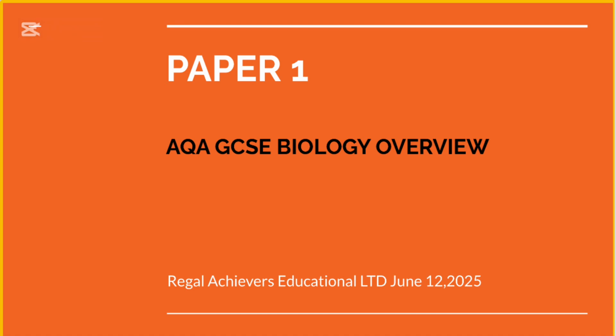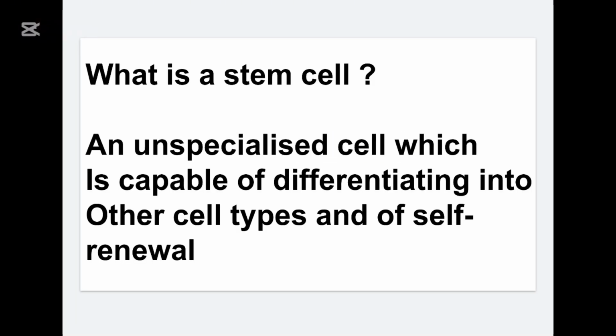Today, we'll be continuing from where we stopped in our previous class. We are still on cell division, but this time around, we'll be talking about stem cells. What are stem cells? Stem cells are unspecialized cells which are capable of differentiating into other types of cells and of self-renewal. That is one thing about stem cells. They are capable of differentiating into other cell types and of self-renewal.